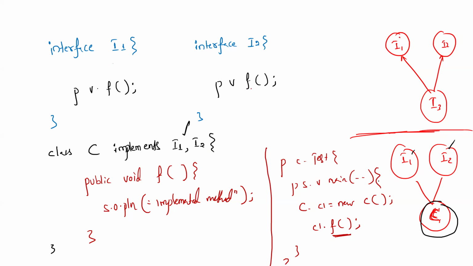The next one: why use interfaces first of all? Is it also possible in an abstract class? No, because abstract classes can have methods with body also. Abstract classes will have methods with body.